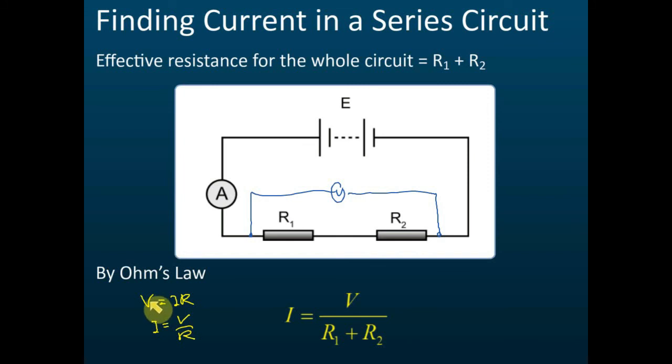You must have 2 points to measure the potential difference. So what are the 2 points that you choose? If you choose these 2 points, then your resistance is R1 plus R2. If you choose this point and this point, then you cannot use R1 plus R2.